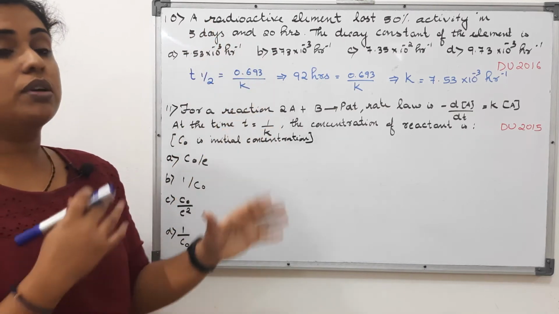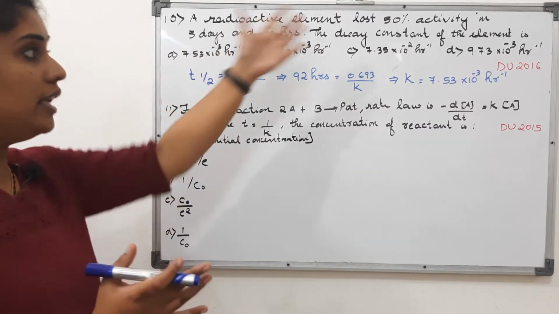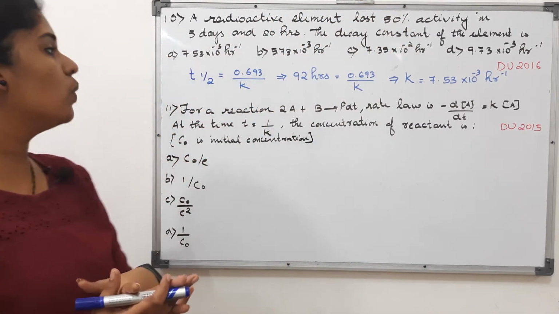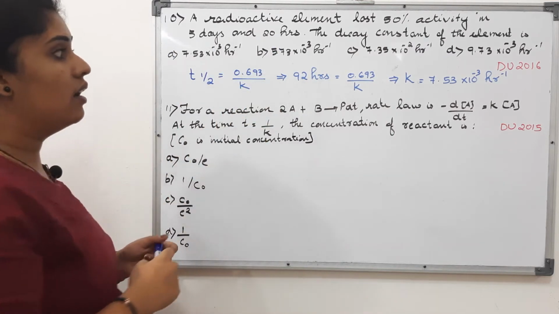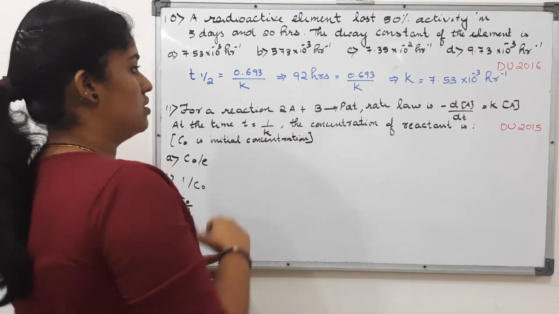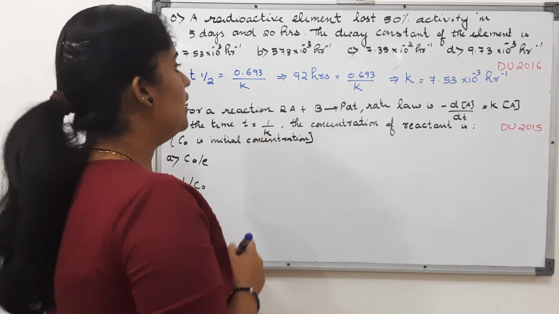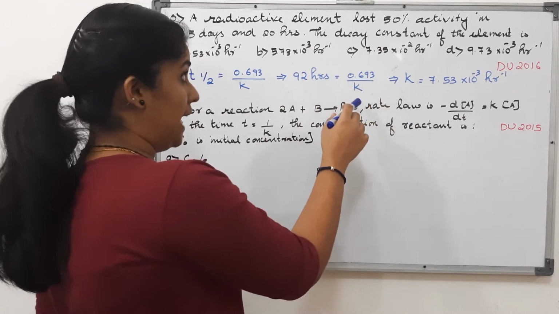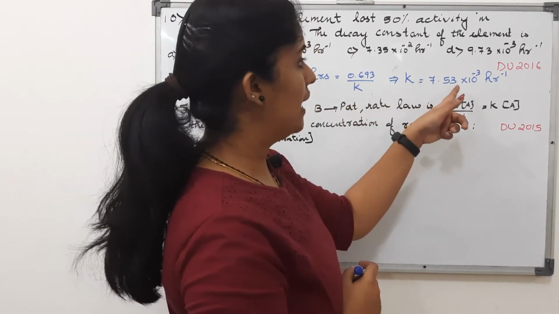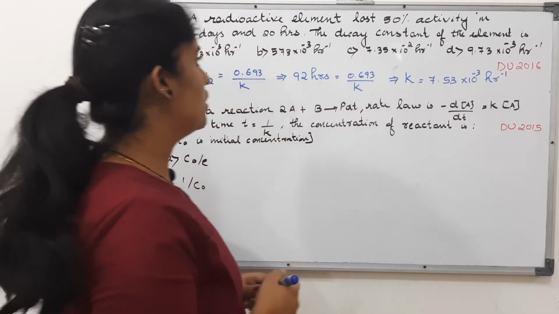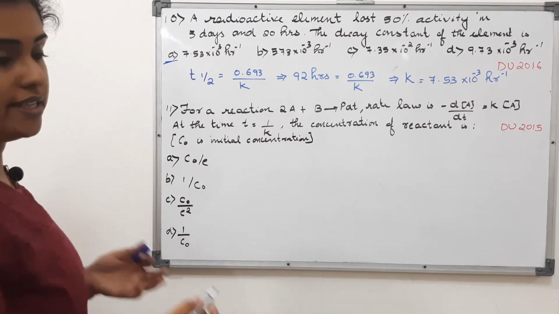3 days and 20 hours should be completely converted to hours, and simply use the half-life formula to calculate the value of decay constant, which is my K value. So t half is given by 0.693 by K. And 3 days and 20 hours will become a total of 92 hours. Okay. Because 3 days is 72 hours plus another 20, so it is 92 hours in total. That is equal to 0.693 by K, and so my decay constant K will become equal to 7.53 into 10 power minus 3 hour inverse. And out of all these options, my option A corresponds to this answer. So option A is the right answer.